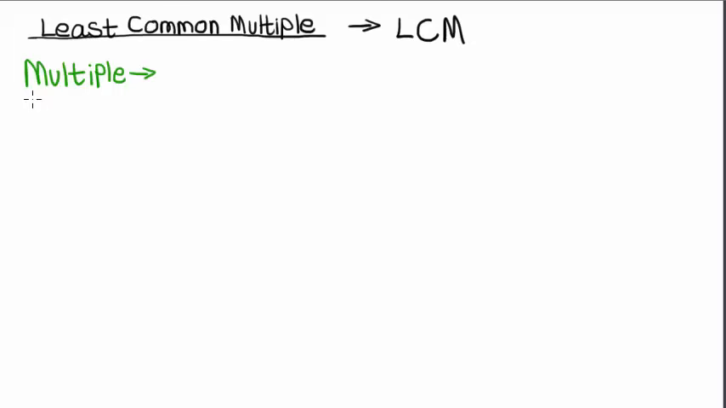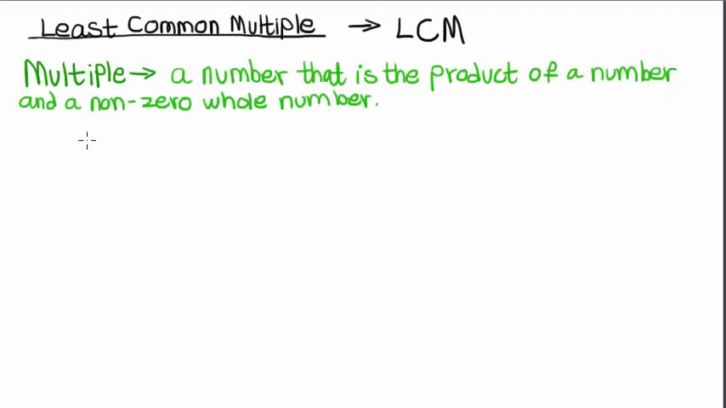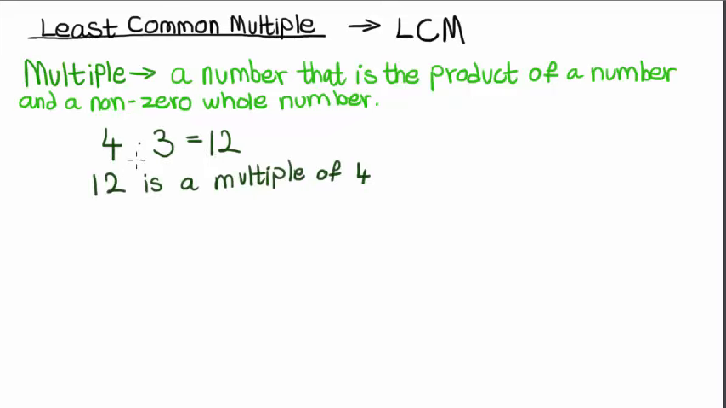Basically, a multiple is a number that is a product of one number and any other non-zero whole number. So what do I mean by this? Well, if you have some number such as 4 and you multiply that number by, let's say, 3, and that gives me 12, then 12 is known to be a multiple of the number 4. Similarly, I could have rewritten this as 3 times 4 is equal to 12. In this case, I can say that 12 is a multiple of the number 3.